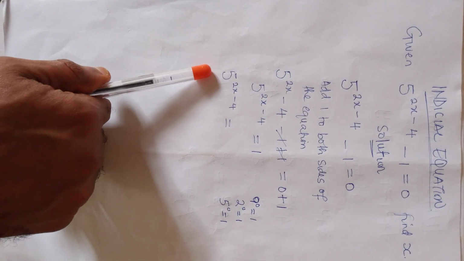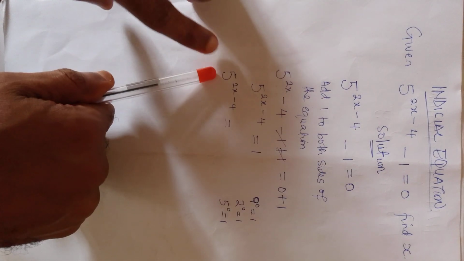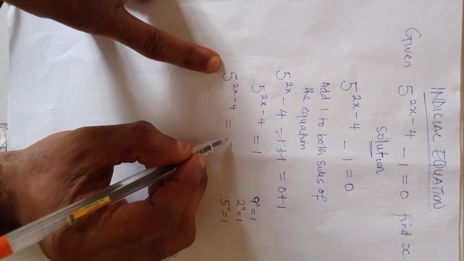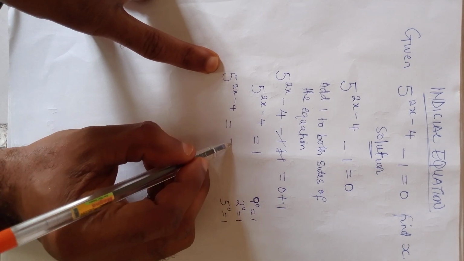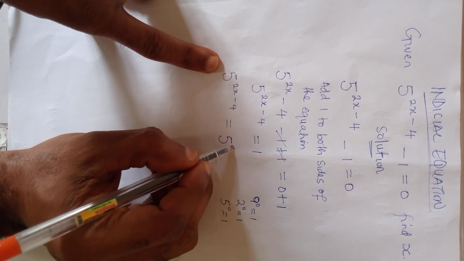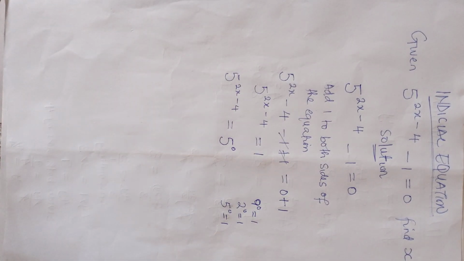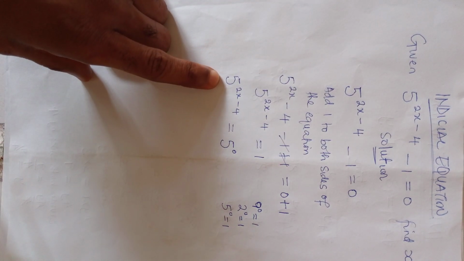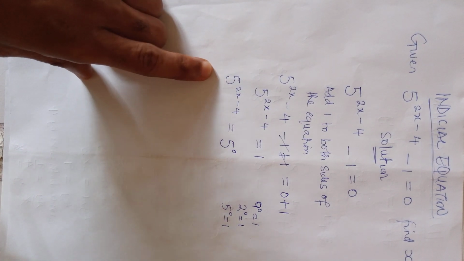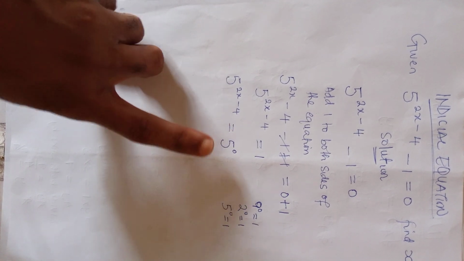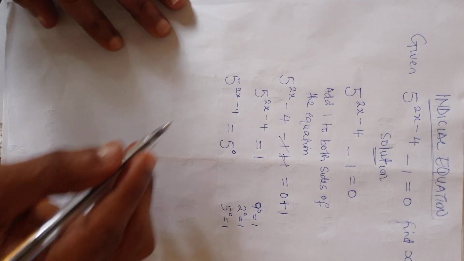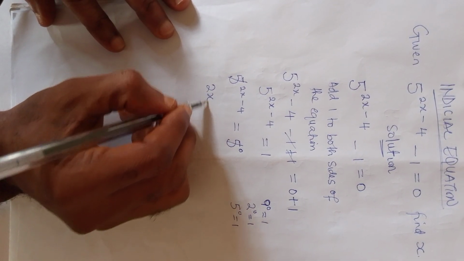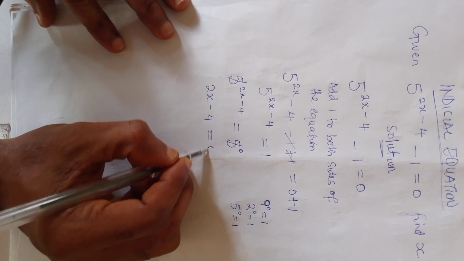Now, since we are dealing with 5 as the base here, on the right hand side of the equation, instead of writing 1, we will write 5 raised to the power of 0, because we know that 5 raised to the power 0 is the same thing as 1. And since we are dealing with 5 as the base here, that's why we are using 5. So assuming it was 2 here, we would have used 2 raised to the power 0. So when we cancel out the bases, we are going to have 2x minus 4 equal to 0.